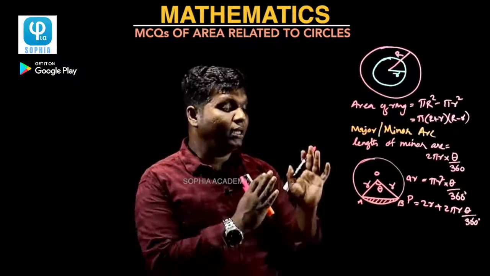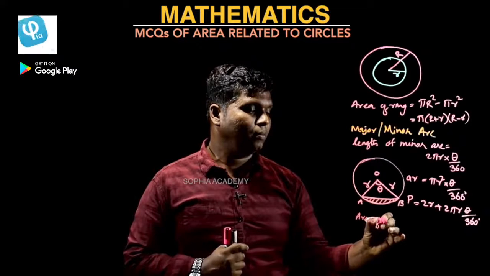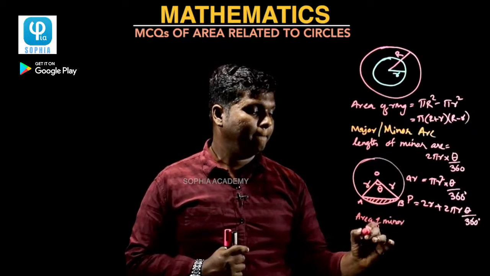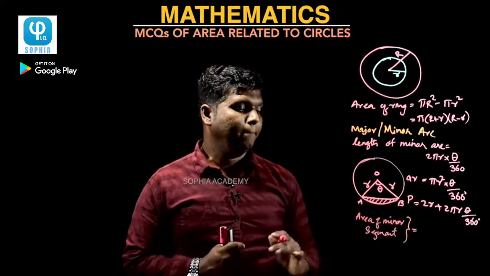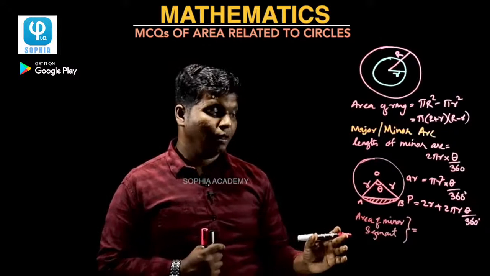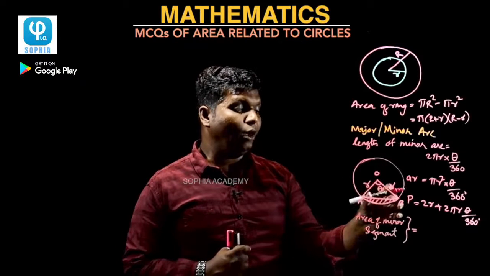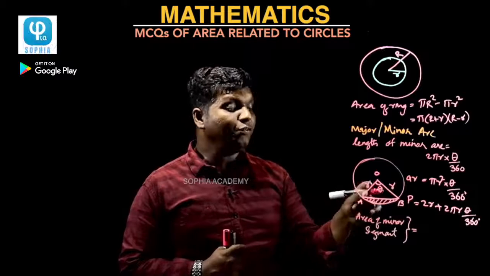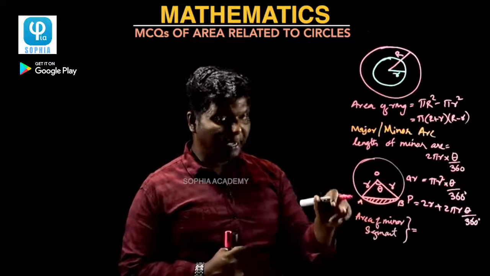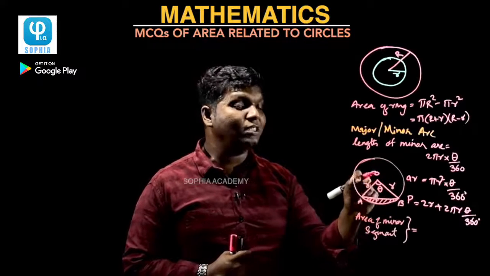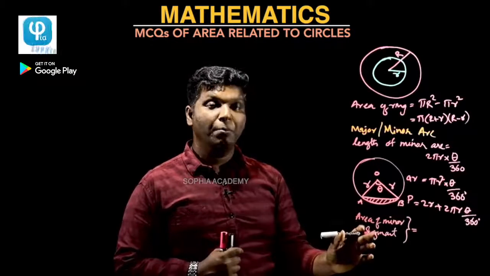So here obviously we can say this one is a minor segment. Now you have to find the area of this minor segment. How to find the area of this part? See, if you know the area of the minor sector and the area of this triangle, then from the area of the sector, if you subtract the area of this triangle, definitely the area left will be the area of this part. That is what we call the minor segment.